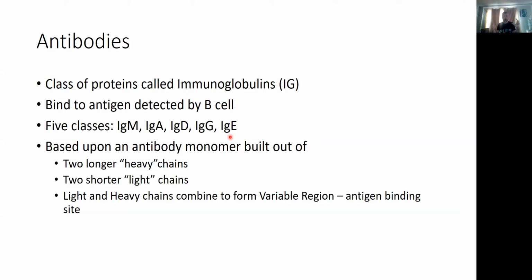There's a monomer, the basic structural unit, that is basically 4 protein chains. Okay, 2 of these are going to be longer, and we're going to call them heavy chains, and 2 of them are going to be shorter, we call them light chains. And they're going to form kind of this Y or T-shaped structure that we'll see on the next slide. The shorter chains are only on part of the monomer. The longer chains are on the entire thing. Where we have light and heavy chains together, this is what we call the variable region. Okay, and this is what makes the antibody specific to one particular antigen. Right, this is where the antigen actually binds to the antibody.